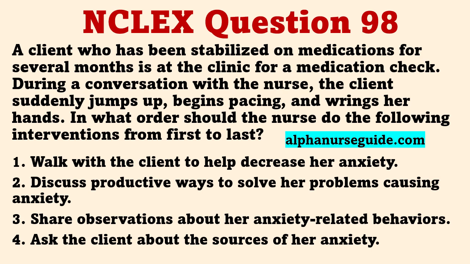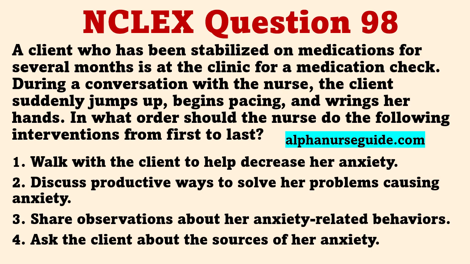A client who has been stabilized on medications for several months is at the clinic for a medication check. During conversation with a nurse, the client suddenly jumps up, begins pacing and wrings her hands. In what order should the nurse do the following interventions from first to last? 1. Walk with the client to help decrease her anxiety. 2. Discuss productive ways to solve her problems causing anxiety. 3. Share observations about her anxiety-related behaviors. 4. Ask the client about the sources of her anxiety.